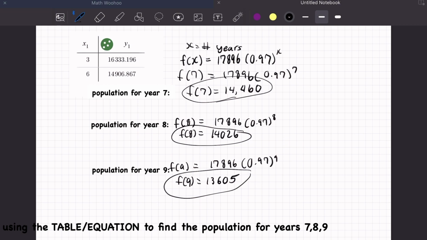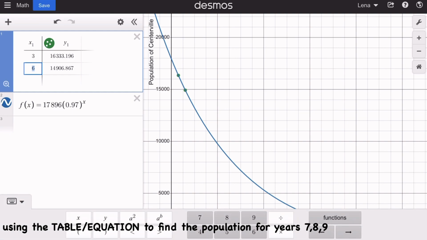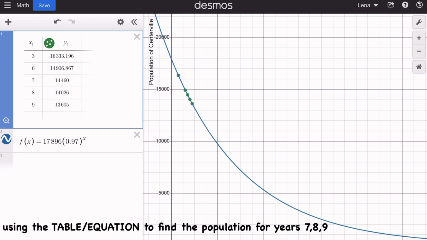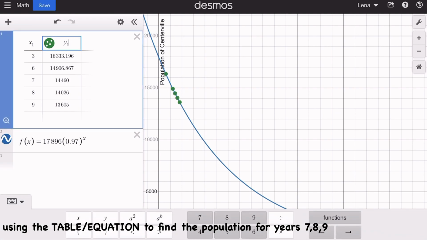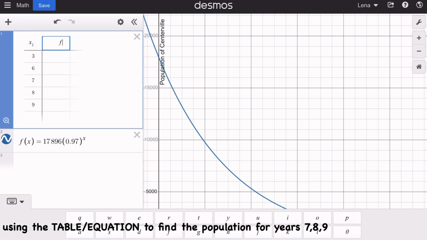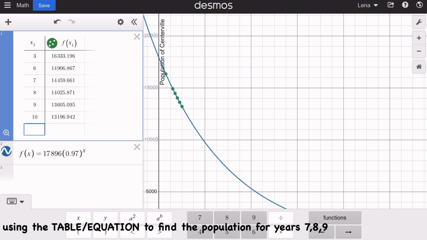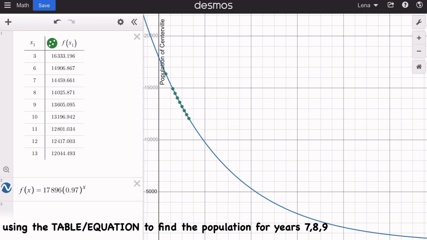These are our results for year 7, 8, and 9. Now we can hop back to the table and fill it out. And it is that simple. Or if you want to do this really quickly, you can simply replace y with f(x), and if you just type it in, it will give you the answers automatically. So that is how you can predict the population using the table, the function, and the graph.